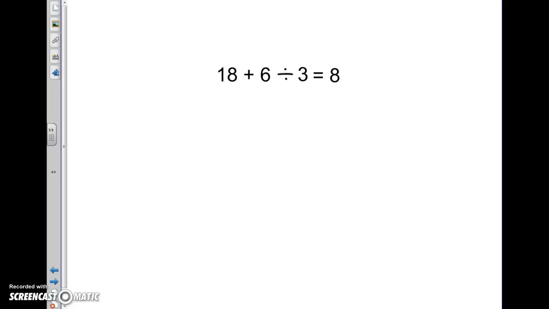Without any parentheses, we would do the division first, because that comes first in the order of operations. So 6 divided by 3 equals 2, and 18 plus 2 equals 20, which does not equal 8. So we're not going to put the parentheses around there, because that's normally what would go first anyway. If you put the parentheses around 18 plus 6, that equals 24, and 24 divided by 3 does equal 8. All right, so we'll work more on that tomorrow.